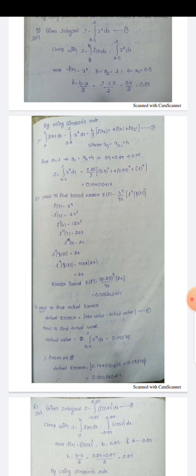By using Simpson's rule, I is equal to integral a to b f of x dx is equal to integral 0.5 to 1 x power 4 dx is equal to h by 3 into f of x0 plus 4 f of x1 plus f of x2. This is equation 2, where xn equals xn minus 1 plus h. For n is equal to 1, x1 equals x0 plus h equals 0.5 plus 0.25 is equal to 0.75. Therefore, x1 equals 0.75.